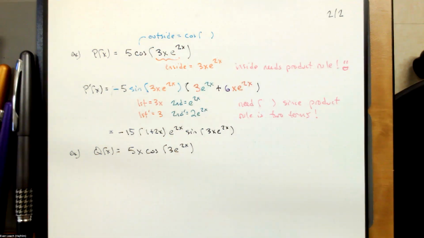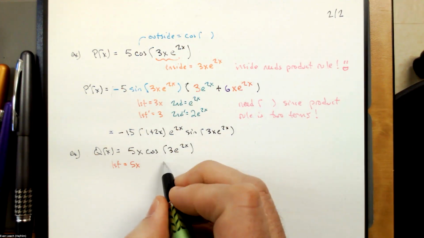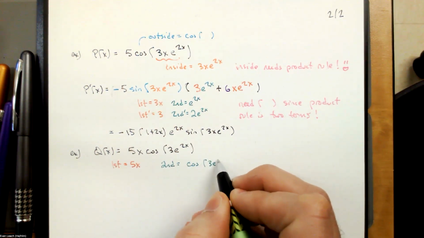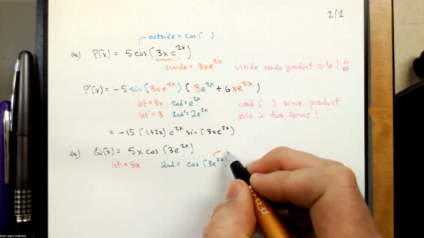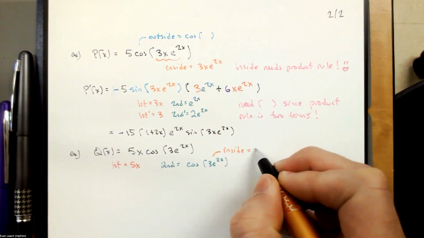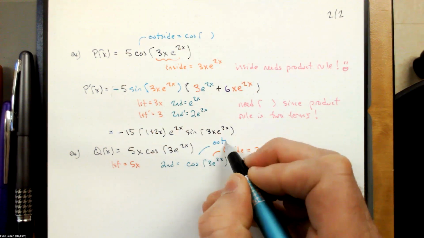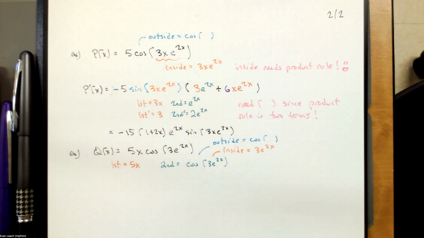So we want to read this as a product rule, where I say the first can be 5x, and then the second in the product rule will be cosine of 3e to the 2x. And for our second, we're going to have to use the chain rule, where our inside is 3e to the 2x, and our outside function is cosine of stuff. We're doing a product rule, and we're going to have to do the chain rule as part of the derivative of the second. Product rule with chain rule.